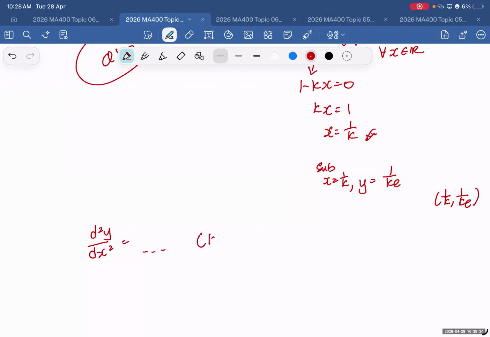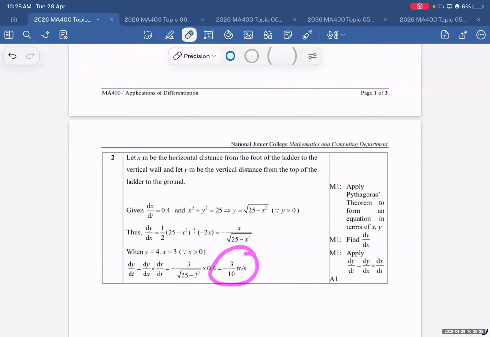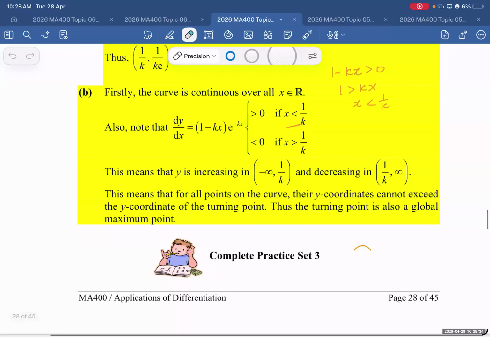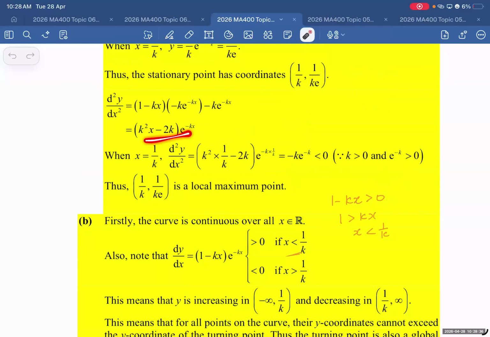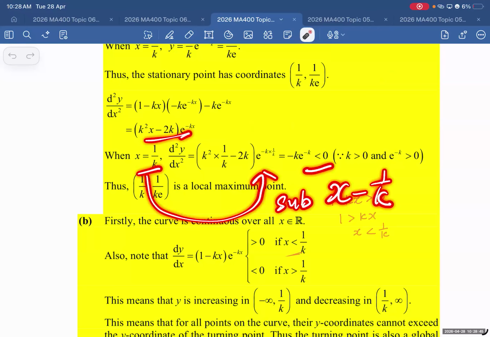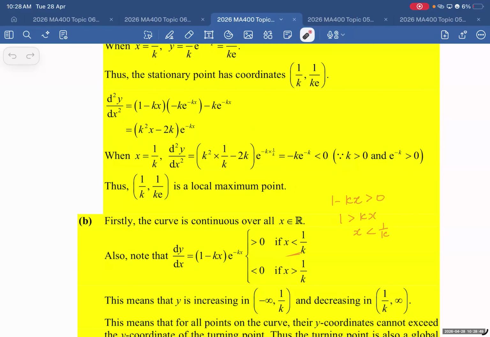Okay, it is 2k. Let me show you all the answer. After you find your d2y/dx squared, then you sub in x equals 1 over k. You get that it's less than 0. That's why it's a local maximum. Okay? That's for 4.7. I'm still not into part B yet.